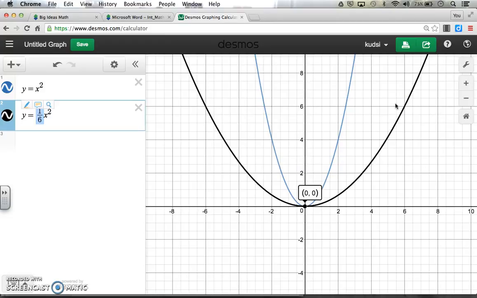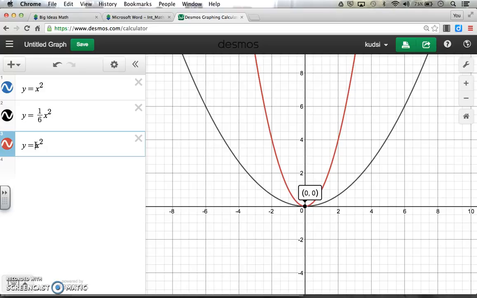It's 1/6 as high. Another way to see that is when this one used to be at 6, this one would be down here really close to 1. So the number in front affects the steepness of the sides, or you can say whether it's skinny or wide. Lots of different ways to say it. If 1/6 makes it wider, let's see what would make it skinny.